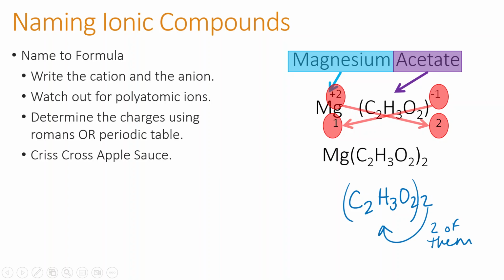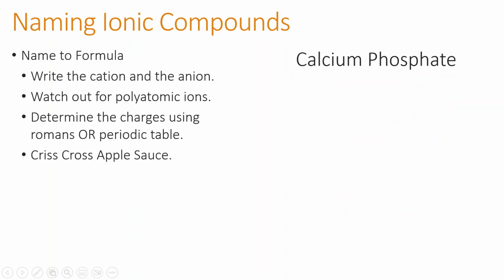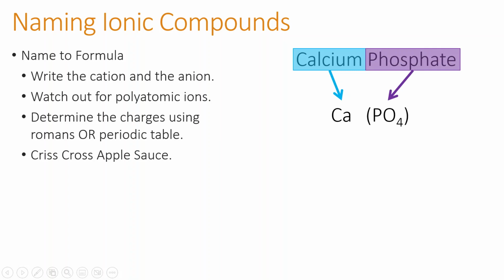All right, let's take a look at the next one together. The next one that I have here is calcium phosphate. I'm going to start by writing out my ions. First, I have calcium, a monatomic ion, just 1 atom. And then phosphate is a polyatomic ion. If you see something that ends with ate or ite, you automatically know that it's a polyatomic ion. So phosphate is PO4.